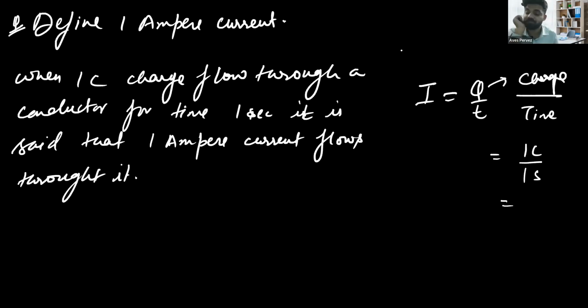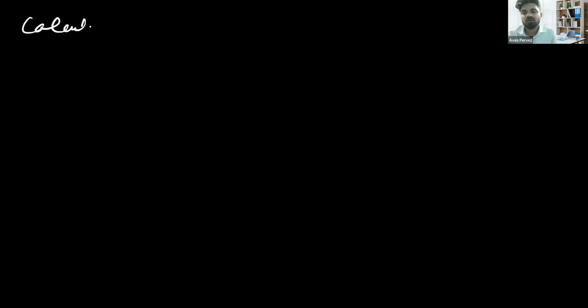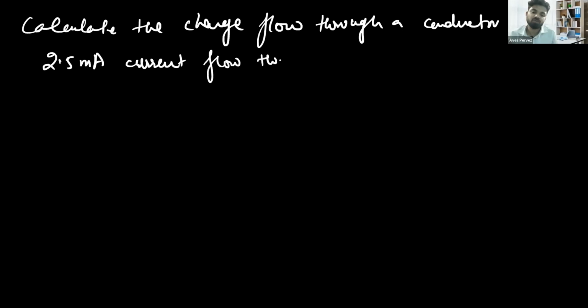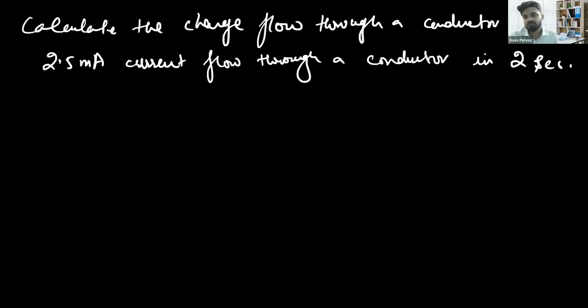The next question is: calculate the charge flowing through a conductor when 2.5 milliampere current flows through a conductor in 2 seconds.